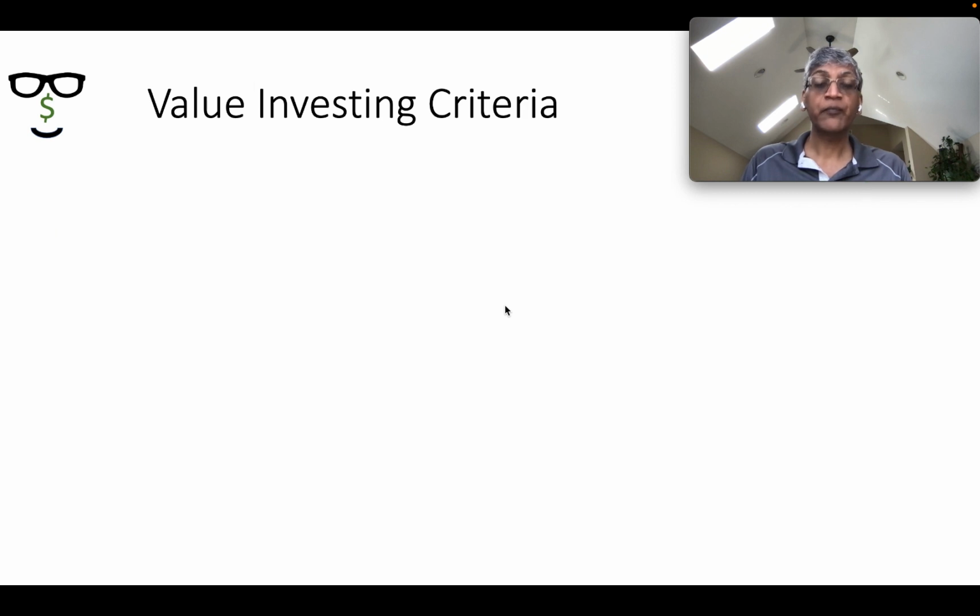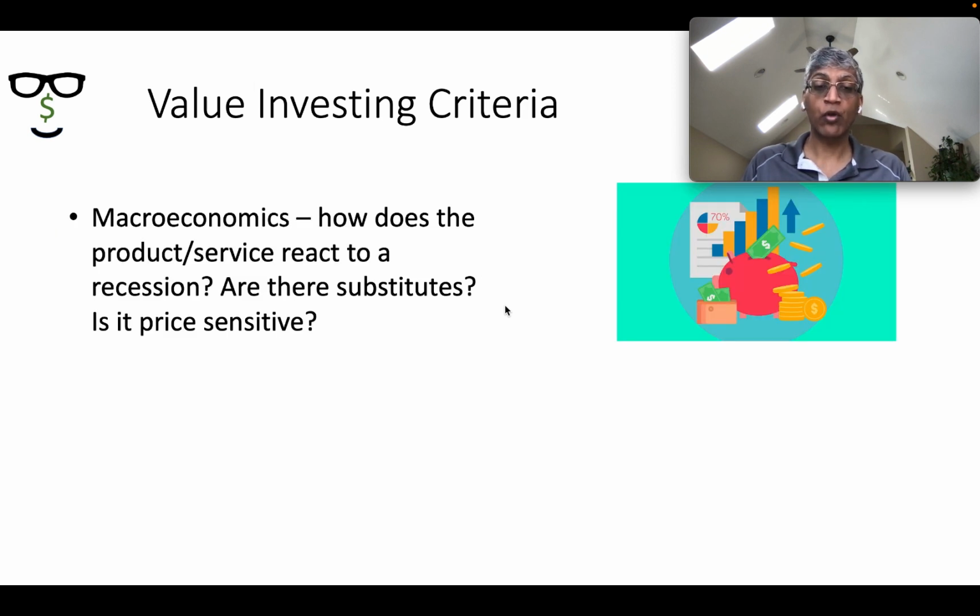And having said that, let us review something we have already looked at, value investing criteria. The way we think through value investing is start first with macroeconomics. Where is the economy? Is it headed to a recession? Is it in the growth phase? What about a particular sector or an industry? Are there a lot of substitutes in that sector? Is that sector price sensitive?